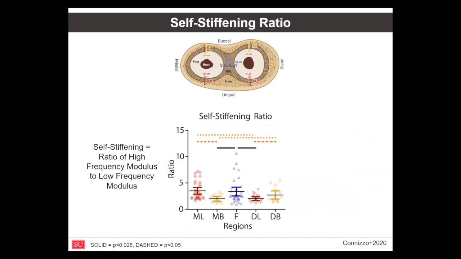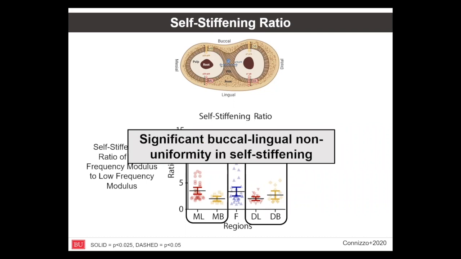When we looked at self-stiffening ratio based on region, which I'll remind you is the ratio of the high frequency modulus to the low frequency modulus, we also found some interesting things. The collar was lower in self-stiffening ratio than the furcation, but you can see this wide variability in the furcation. The mesiobuccal and the distal lingual were actually the lowest, whereas the outside regions, the distal buccal and the mesiolingual, were higher. That was really interesting because it suggests that there is significant buccal lingual non-uniformity in self-stiffening, so differences between the lingual and buccal at the mesial side and also the distal side.